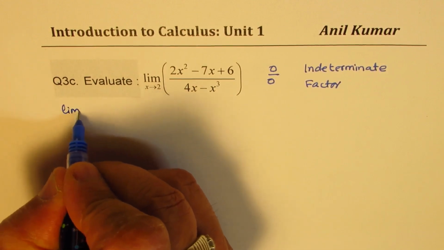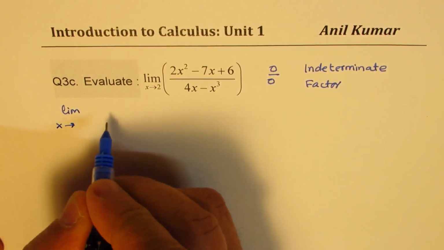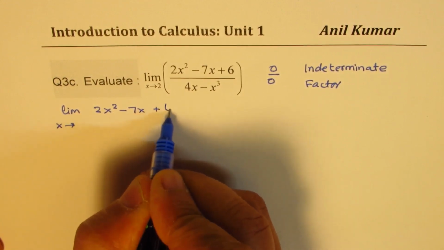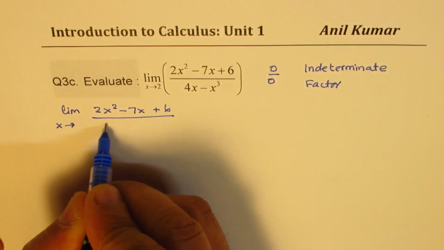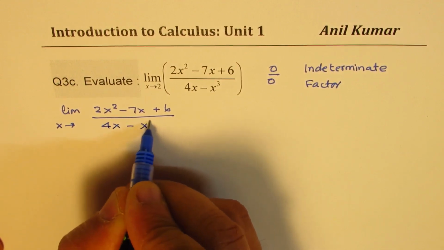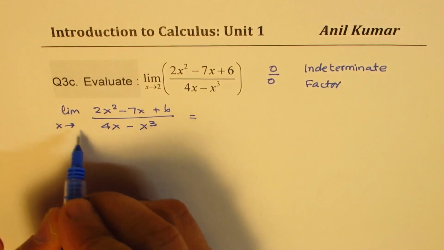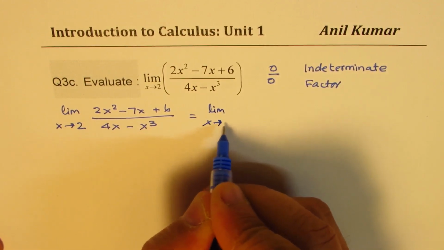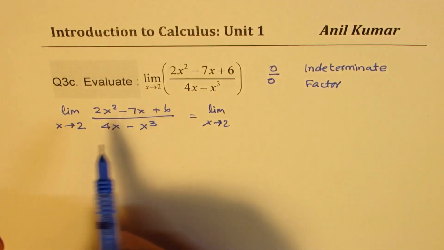So the question here is to find the limit as x approaches 2 of 2x squared minus 7x plus 6 divided by 4x minus x cubed. So it is the limit when x approaches 2. So it's a question of factoring, right?